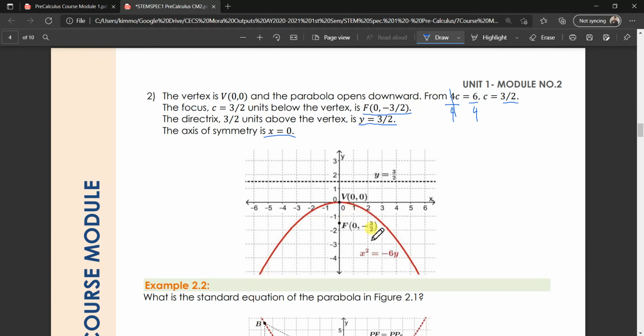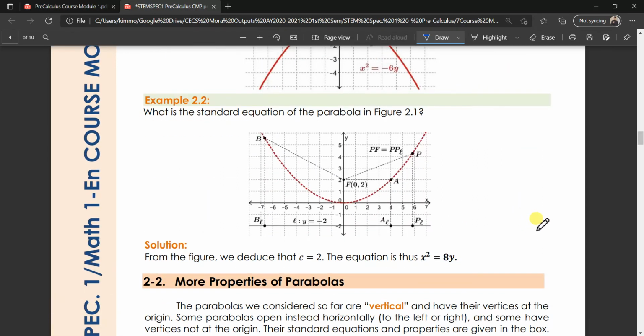So remember, when you sketch the graph, you should label the points. So here we have F, which is the focus, V, the vertex, and this broken line is the directrix. So the directrix is y is equal to 3 halves. So this 3 halves again is 1.5. So this is 1, then 0.5. So this is y is equal to 0.5, this line. And the parabola is opening downward.